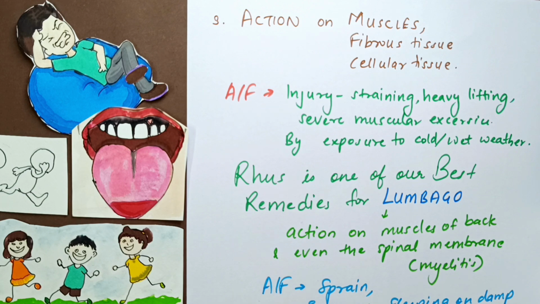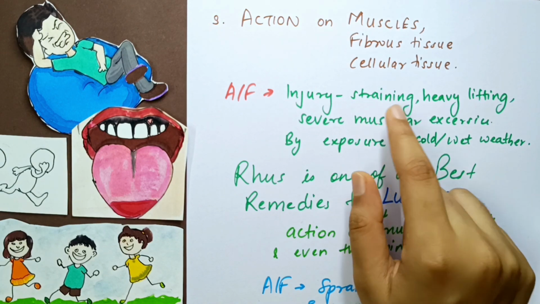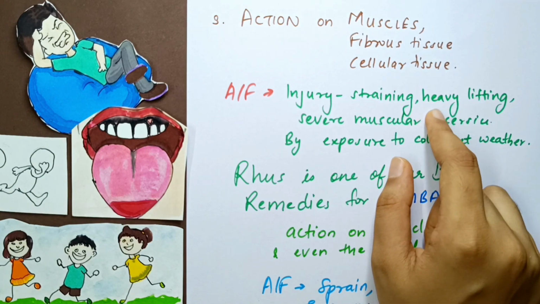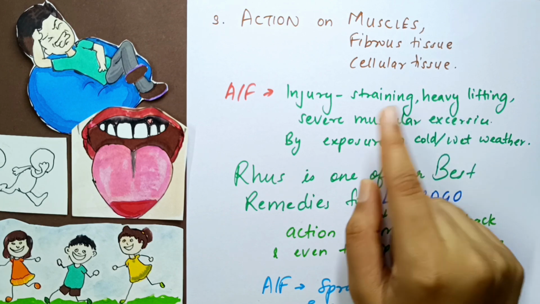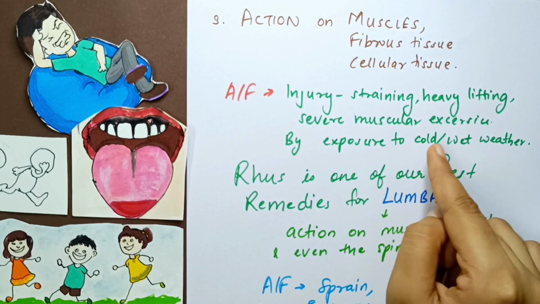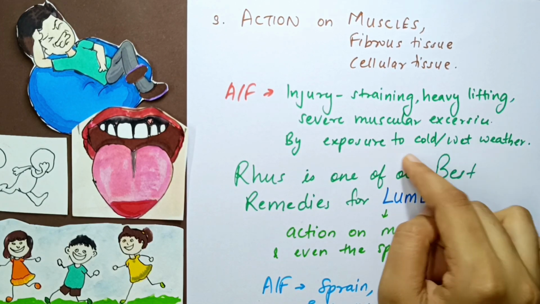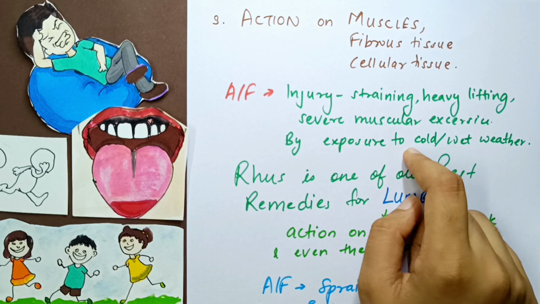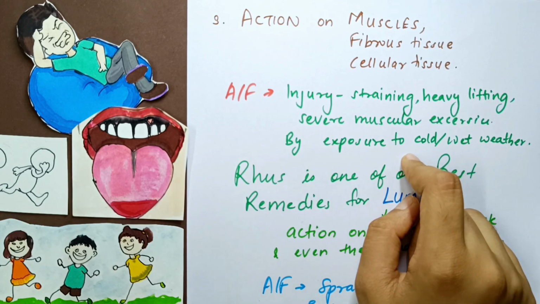So you're doing yoga for the first time and you strained your muscle. You stretched it a lot, or you're doing some stretching exercise, something like that. Or you just went and lifted something very heavy. So heavy lifting, severe muscular exercise, or now see this, exposure to cold or wet weather. So there's aggravation from cold, wet, especially damp weather. And right now it is rainy season.